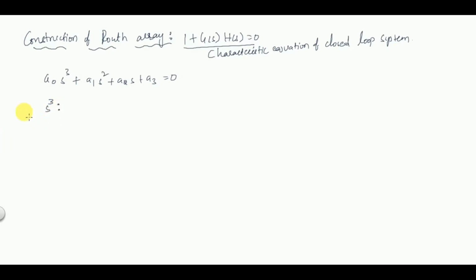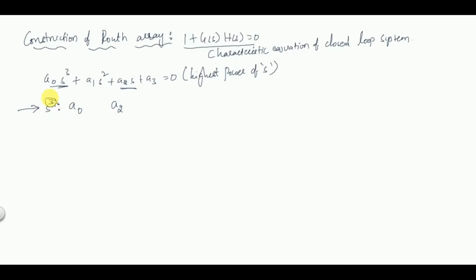Construction of Routh array is like this. Take the highest power of the characteristic equation. Here the highest power of s is 3, which is s cube, and write its corresponding coefficient a0. Since 3 is an odd number, write all the corresponding coefficients of odd powers of s. Odd powers of s include s cube and s, and you write only the coefficient values. This is how the first row is constructed.